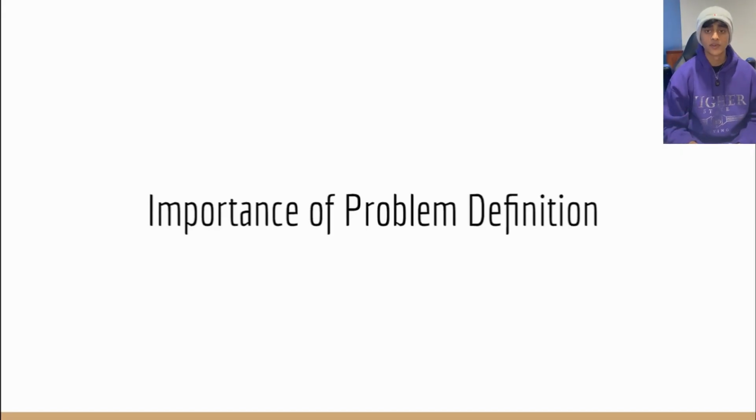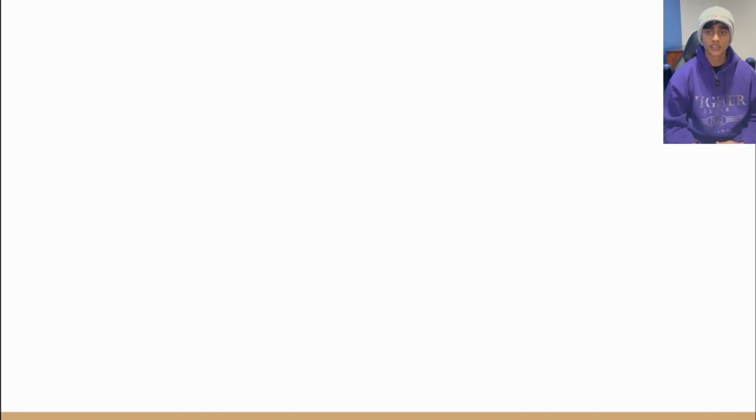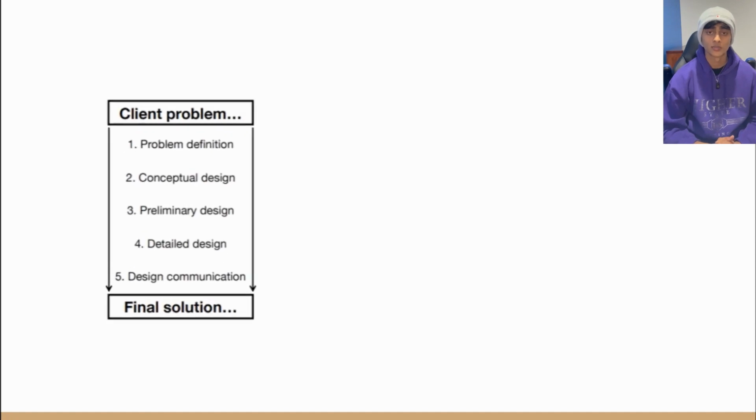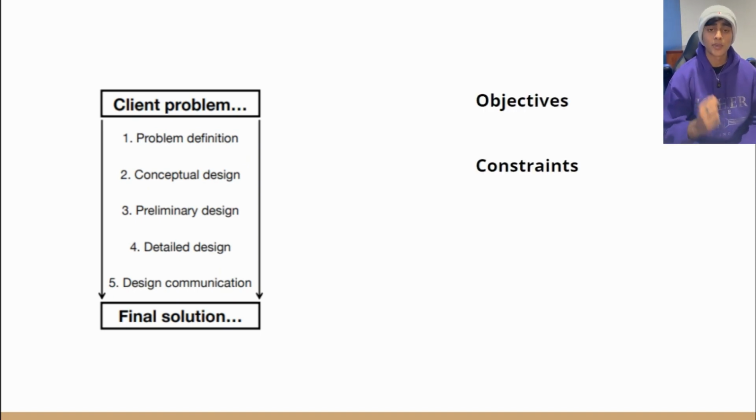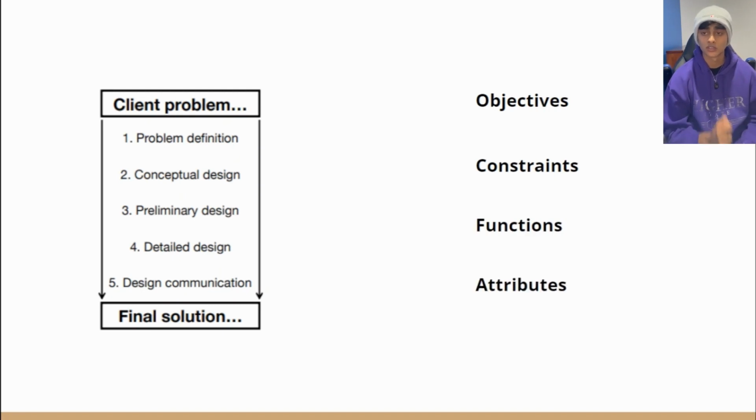The problem definition phase is the first step in Clive Dym's 5-step engineering design process, as it provides the foundation for the final solution to a client's problem by formulating a problem statement. The problem statement frames the requirements of a project by outlining the objectives, constraints, functions, and attributes of the solution. Consequently, it's a powerful tool which identifies the goals and scope of the design process. But one may ask, what really makes the problem statement so important?